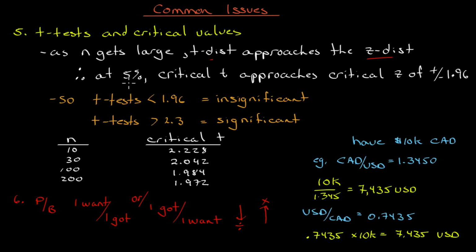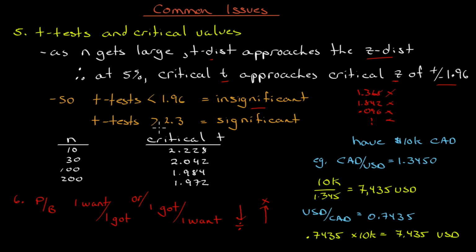So at 5%, which is what all tests are done at in statistical output, the critical t-value approaches the critical z-value of plus or minus 1.96. So t-tests less than 1.96 are insignificant. So if I'm looking down a bunch of autocorrelations and I see 1.368 under the t-stats, 1.842, 0.096, on and on, well, these are all less than 1.96. None of them are significant.